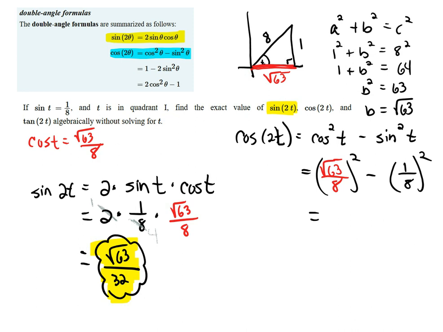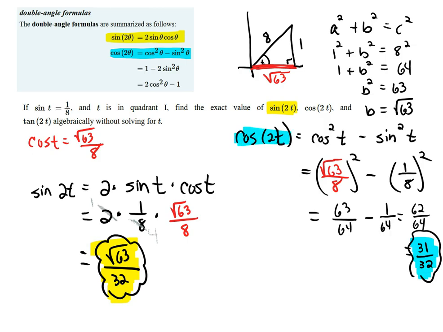Well, when you square a square root, it cancels it out, so you're just left with 63, but then 8 squared is 64, minus 1 times 1 is 1, and 8 times 8 is 64. 63 minus 1 is 62 over 64, which are both even numbers, so that becomes 31 over 32, and that is my cosine of 2 theta.